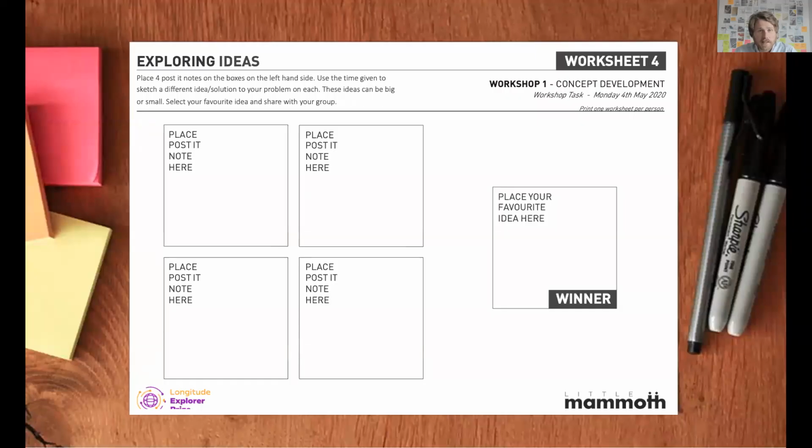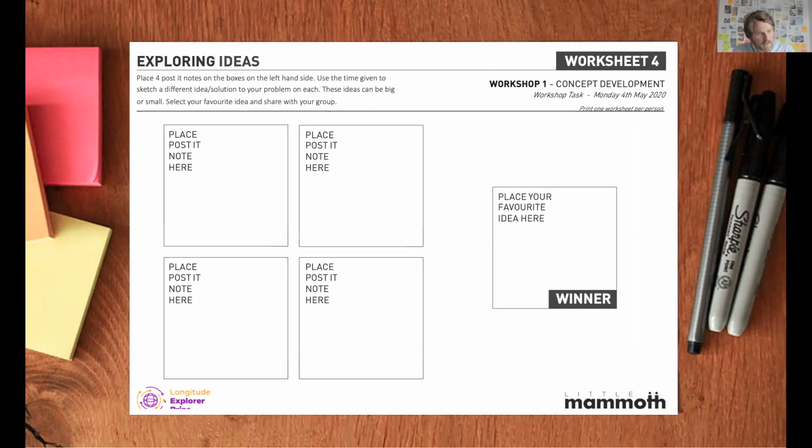And so this leads on to another task we want you to conduct. We want you to conduct a mini ideation session, and we're going to be using worksheet 4. What we want you to do here is place 4 post-it notes on this sheet, and on each one of those post-it notes, we want you to sketch up or note down a different idea on each single one.